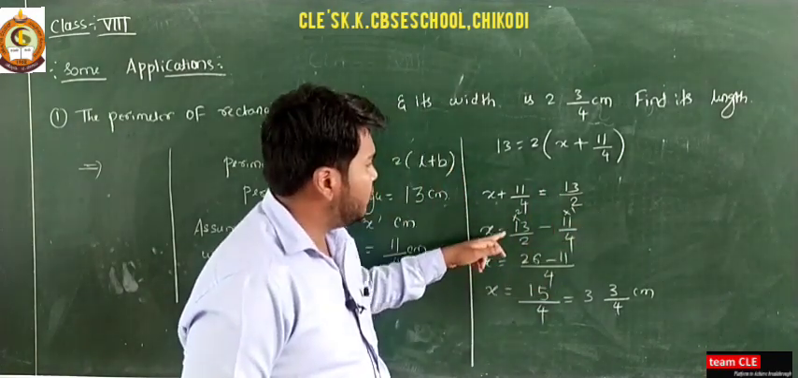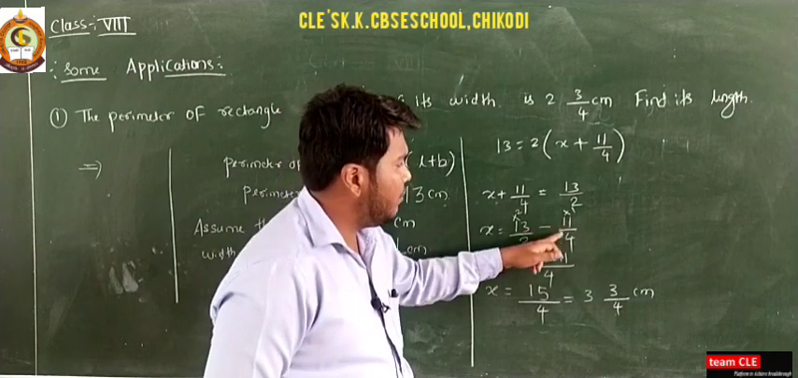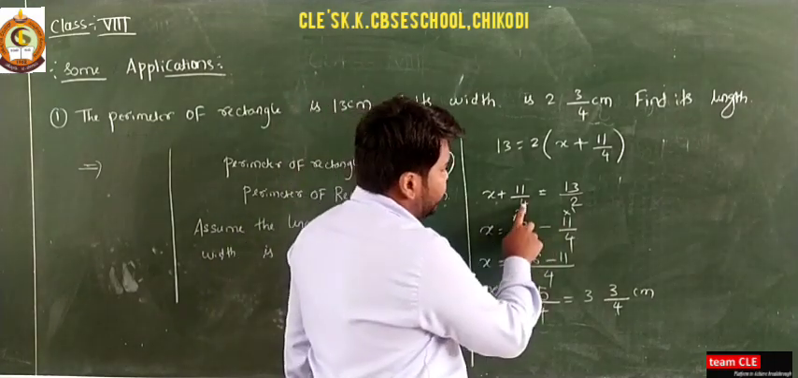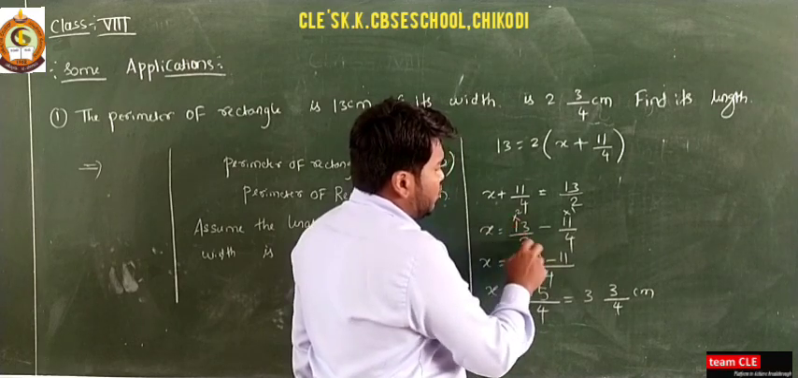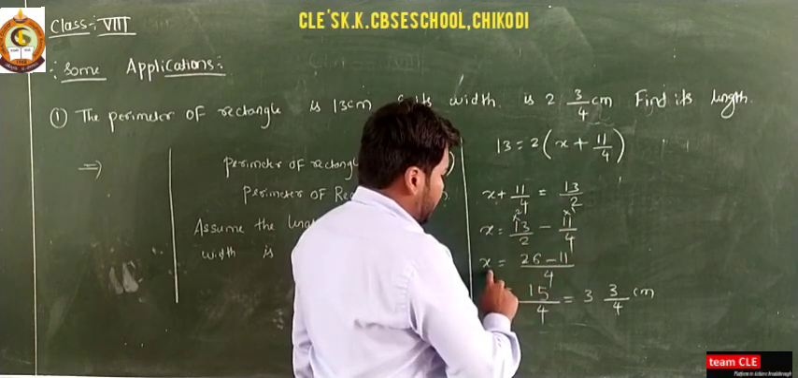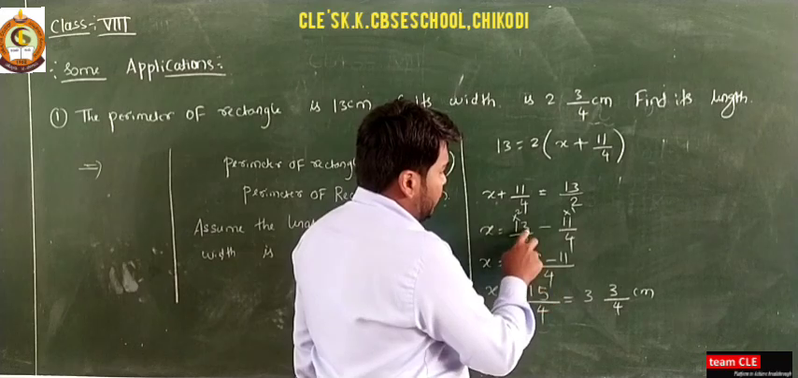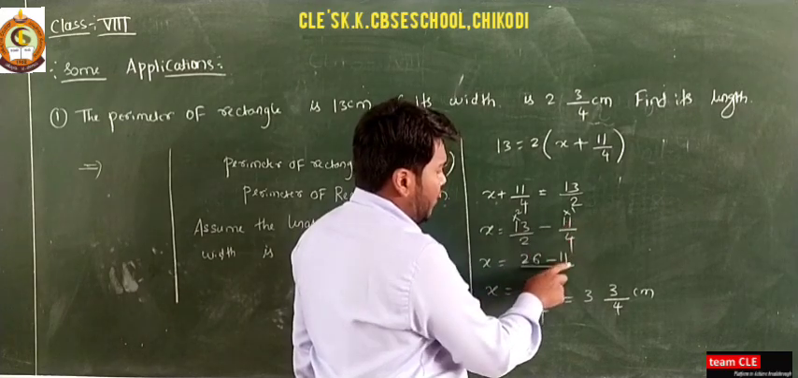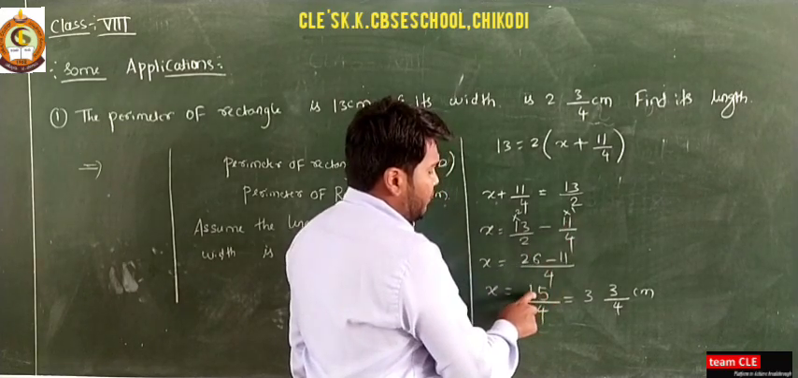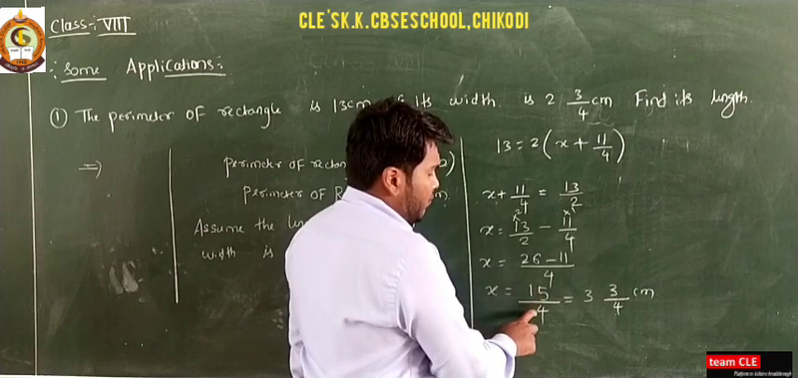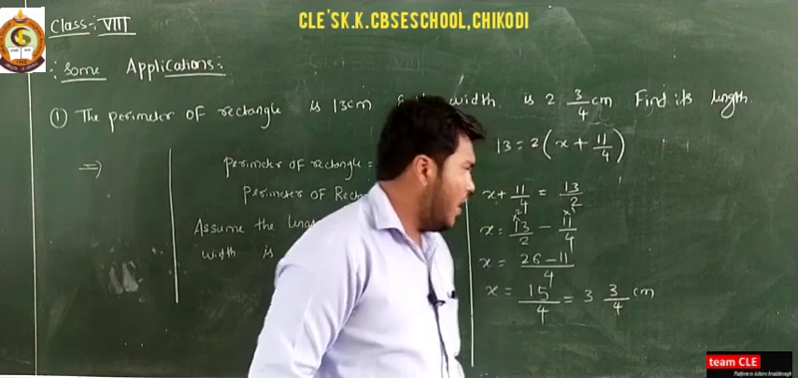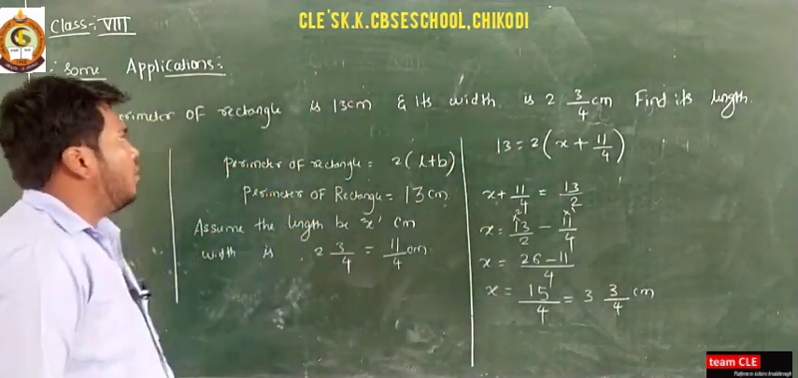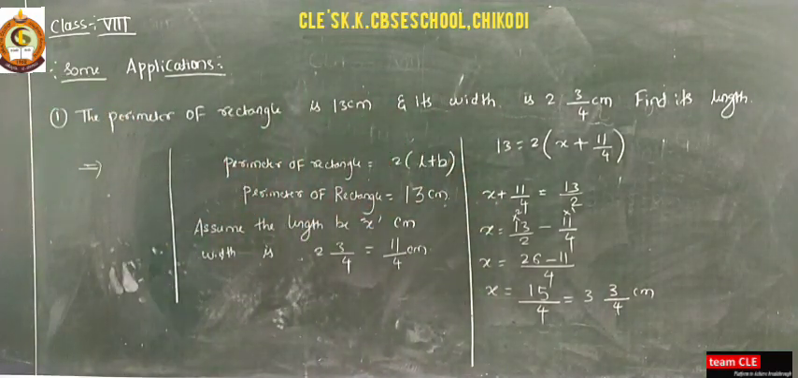Okay, so see here x is equal to 13 by 2 minus 11 by 4. Now between 2 and 4, what is the LCM? That is 2 into 2, 4 into 1, so 4 is the LCM. x is equal to 13 2s are 26 and 11 1s are 11. So 26 minus 11 we get 15. x is equal to 15 by 4, that is 3 and 3 by 4 centimeter. Okay, so all of you go through this problem and take this as an example.